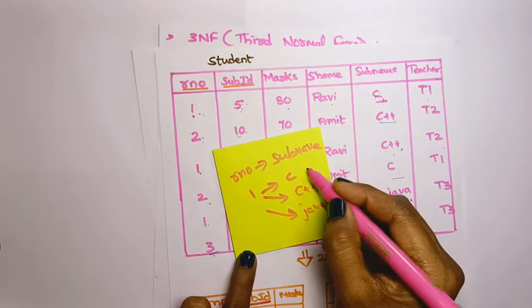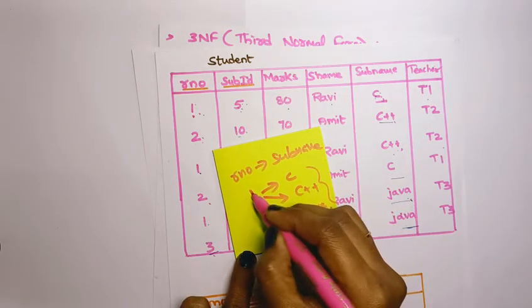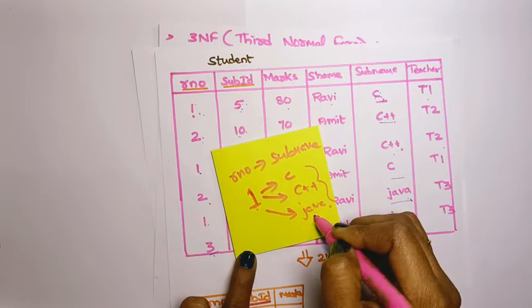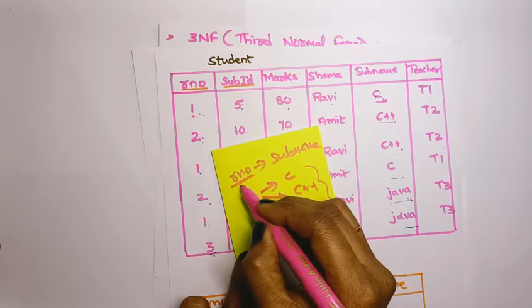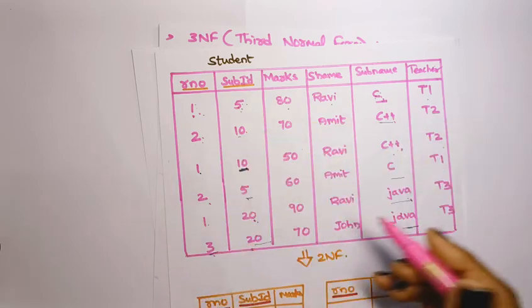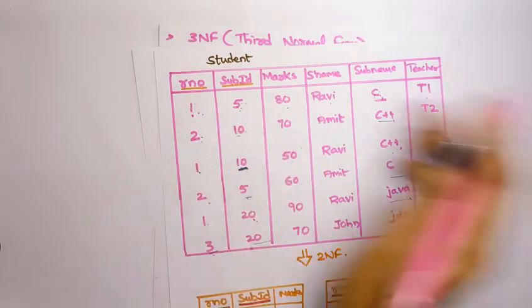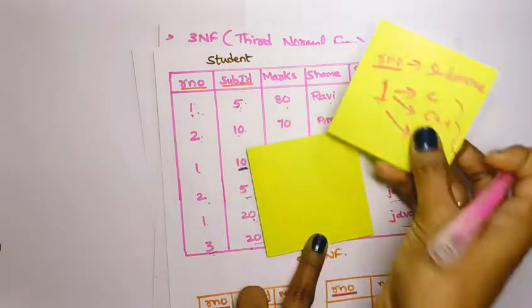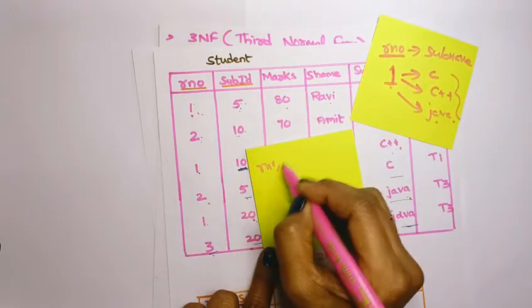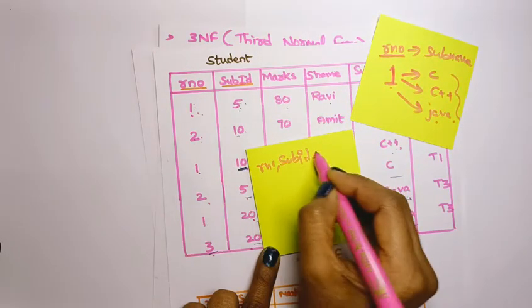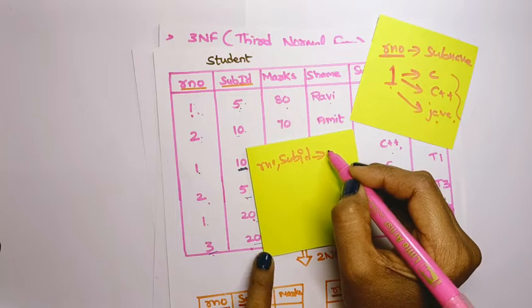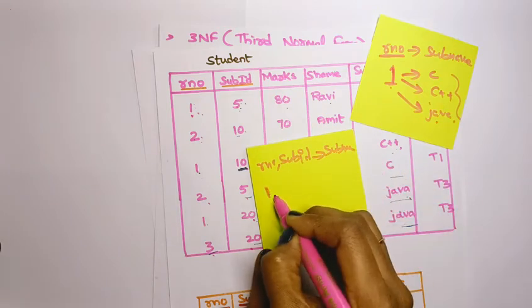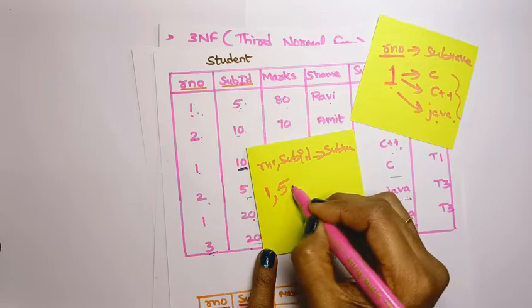Which subject he joined? You cannot say. With roll number 1, he is having multiple courses. Roll number alone is not a key attribute here. If you observe, with roll number and subject ID, we can tell the subject name of a student. Roll number 1, subject ID 5.